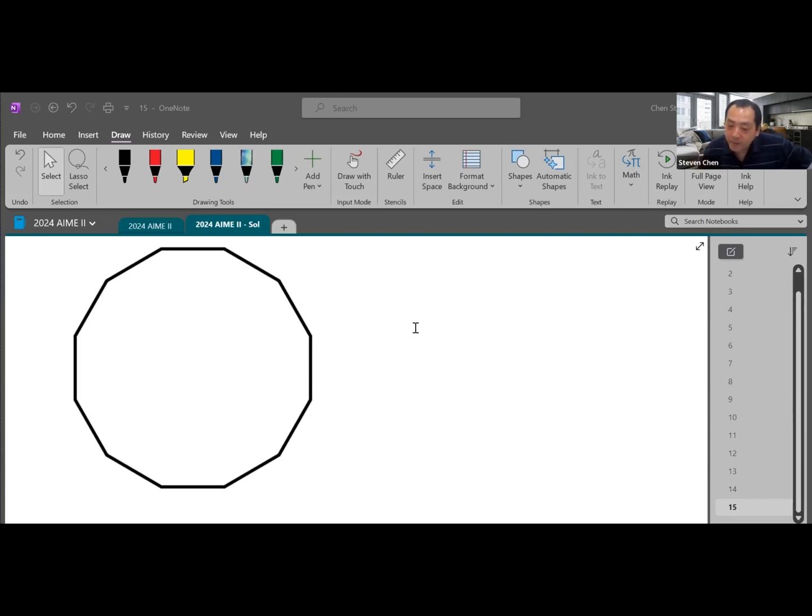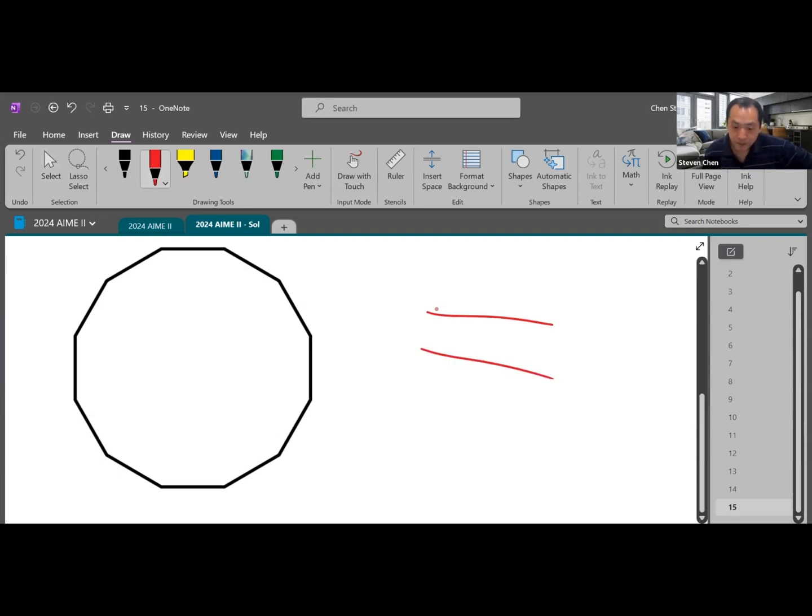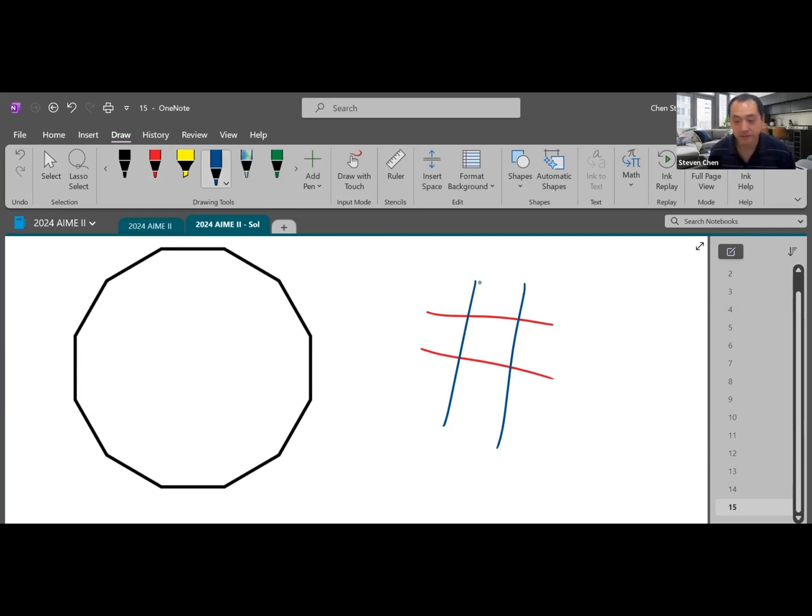So let's think about how we draw a rectangle. The first pair of parallel lines may look like this. And then we need to have a second pair of parallel lines that are perpendicular to the red ones. Once we have these four lines, a rectangle is determined. So we will use this perspective to solve this problem. Okay? All right.